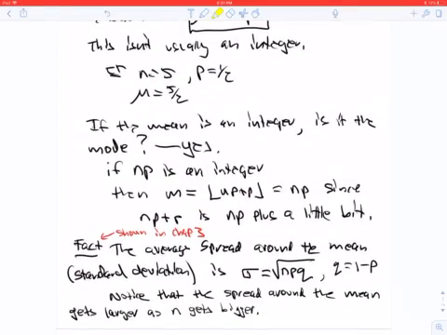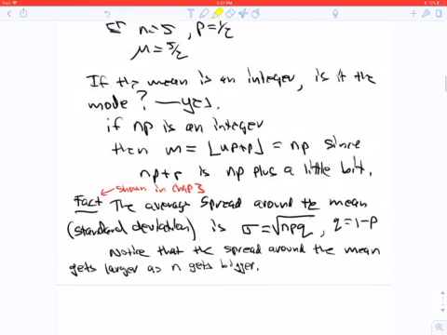Now, if the mean is an integer, it is true that the mean is the mode, because if np is an integer, then np plus p is just a little bit more than np, so the floor of that is np, and np is an integer, so the mean is the mode.